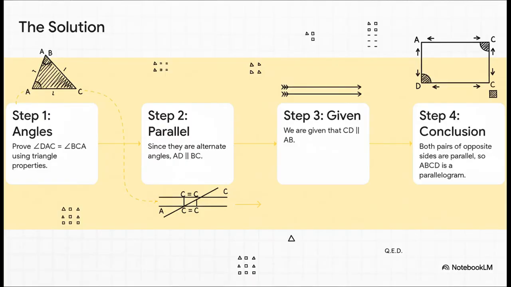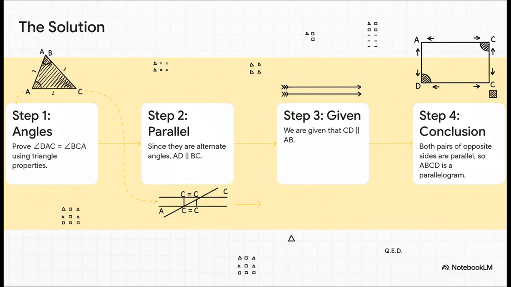Let's go step by step. First, we use what we know about isosceles triangles and exterior angles to show that angle DAC is equal to angle BCA. Now, step 2, look closely at those two angles. See how they make a Z shape? That's our clue. That means they are alternate interior angles. And if alternate angles are equal, then the lines AD and BC have to be parallel. Boom, we've got one pair of parallel sides.